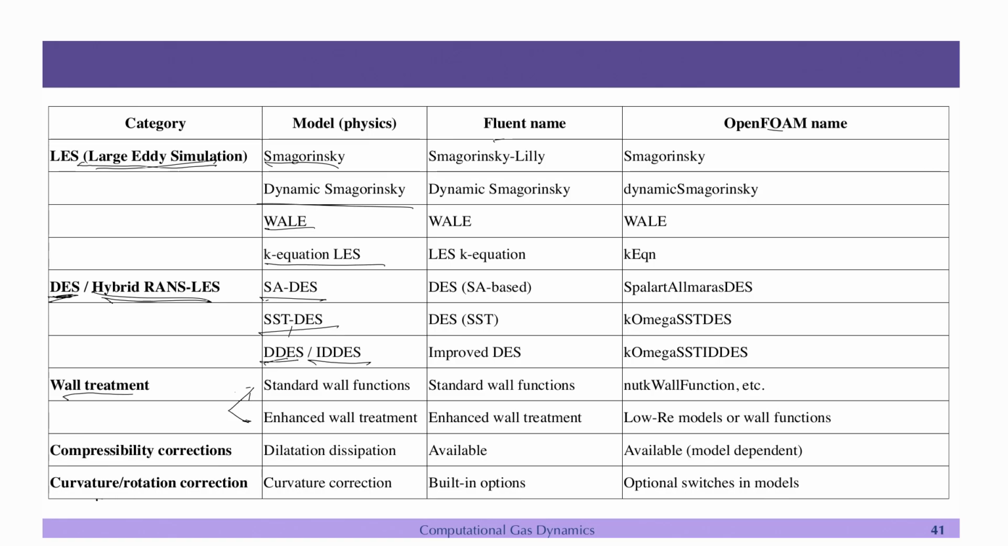Okay. Then if the flow is highly compressible, then you have compressibility corrections available in these models, because many of the models are derived from the incompressible flow perspective. So, you have to use that, and if you have high curvature and rotation, just like we discussed about SARC, you can use this in either Fluent or OpenFOAM. Okay. So, with that we will stop here.